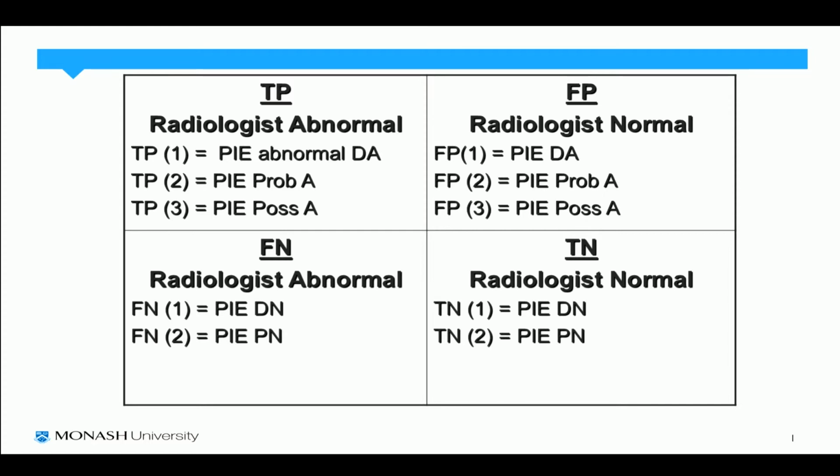So looking at the true negative, that's where the radiologist report states it's normal. You agree that it's definitely normal or possibly normal, that will be a true negative. For false positive, that's where the radiologist report states that it's normal. However, you decide that it's definitely abnormal or probably or possibly abnormal. That's a false positive. And then for false negative, that's where the radiologist states that it's abnormal. However, you indicate that it's definitely normal or possibly normal, and that will be a false negative.